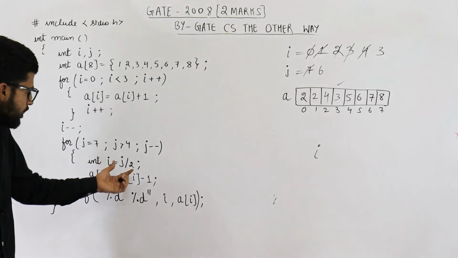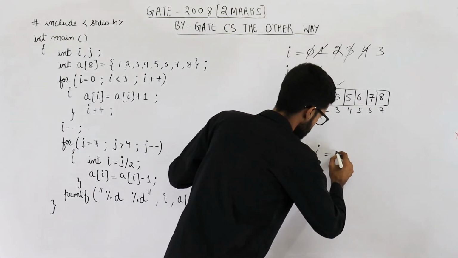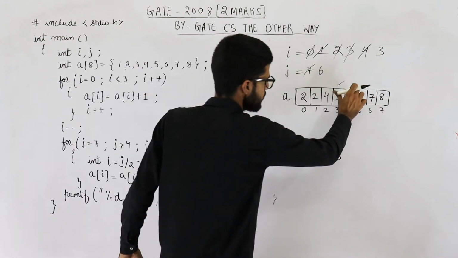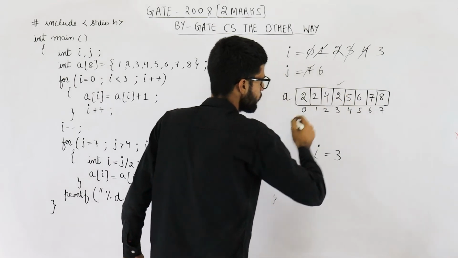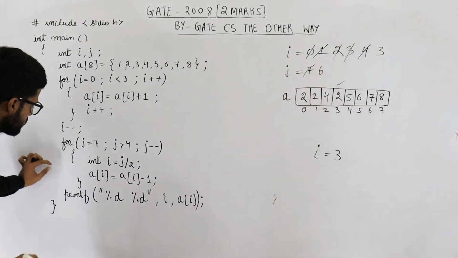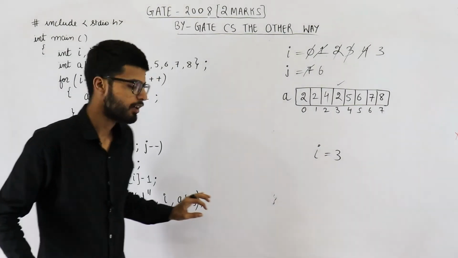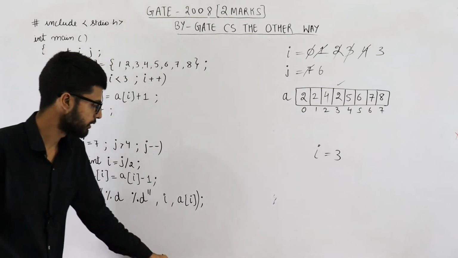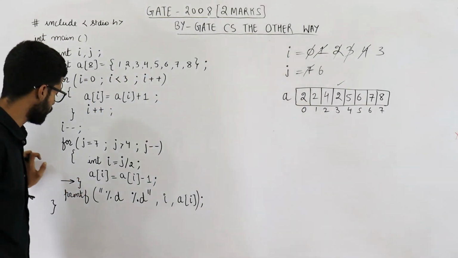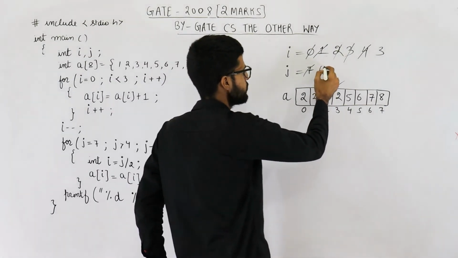Value assigned to it is j by 2. That means 6 by 2, that is 3. Then a[3] = a[3] - 1. That means this value now becomes 2. Now this body is completely executed. That means you have seen this ending curly bracket, so all the variables declared in this scope have to be deleted. So this is deleted. Now go for the update expression of this loop, that is j--, so it becomes 5.